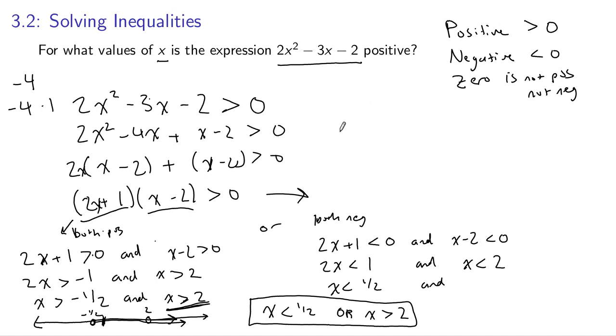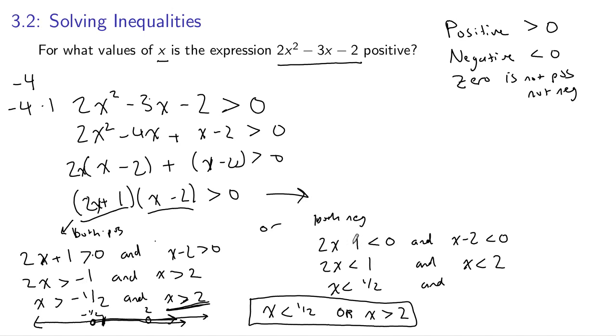We can check our work by taking some of the values where it should be positive. So 0 is less than 1/2, so at 0, this should be positive. So 2 times 0 is 0, minus 3 times 0 is 0, minus 2 is all we're left with, which doesn't check out. This is not good. So let's think about what we did wrong. 0 is less than 1/2. Oh, here's what we did wrong: minus 1/2.